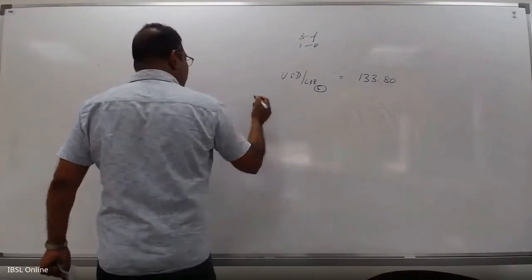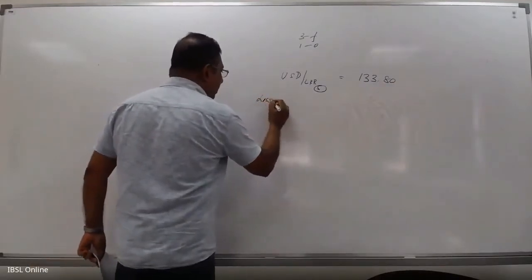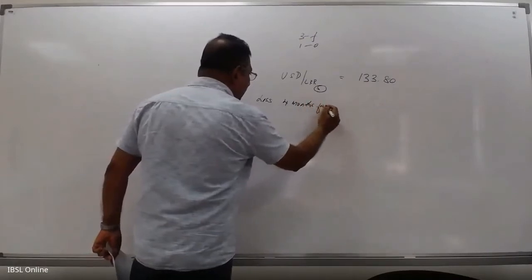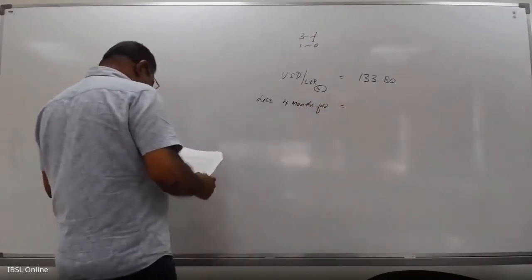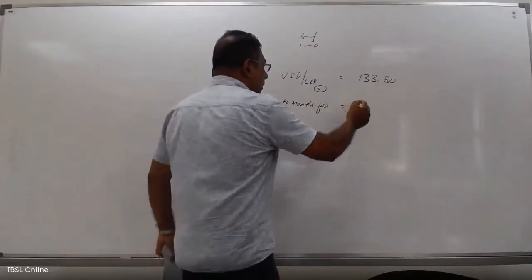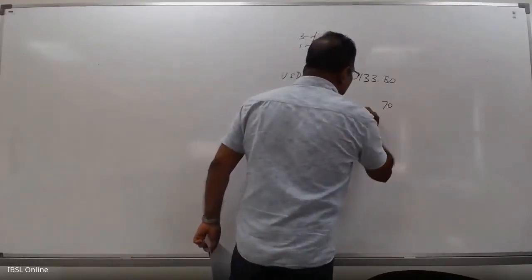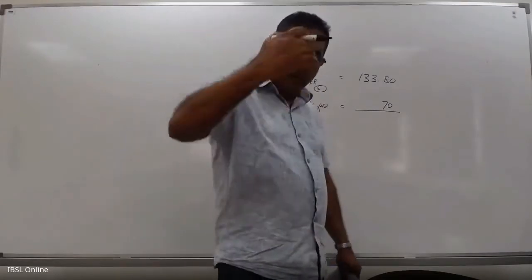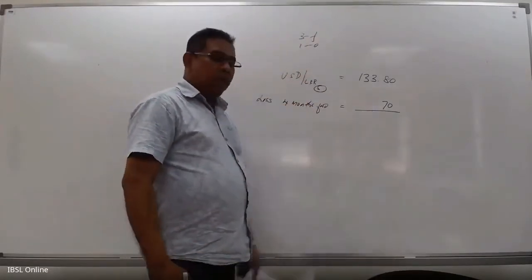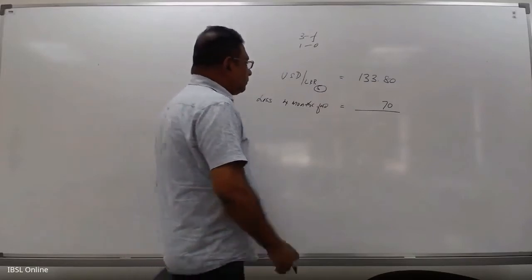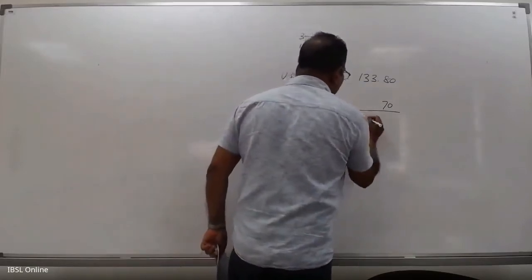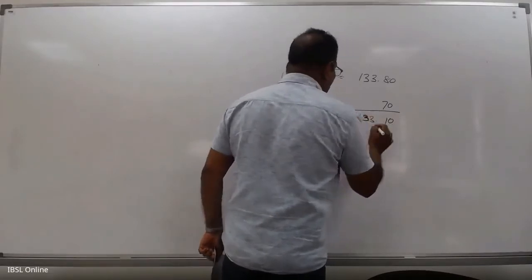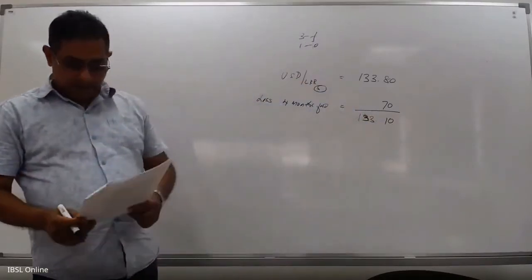So I will say less 4 months forward. 0.70, 70 cents. To convert cents, you divide by 100, which means 0.70. You are deducting, therefore it's 133.10.